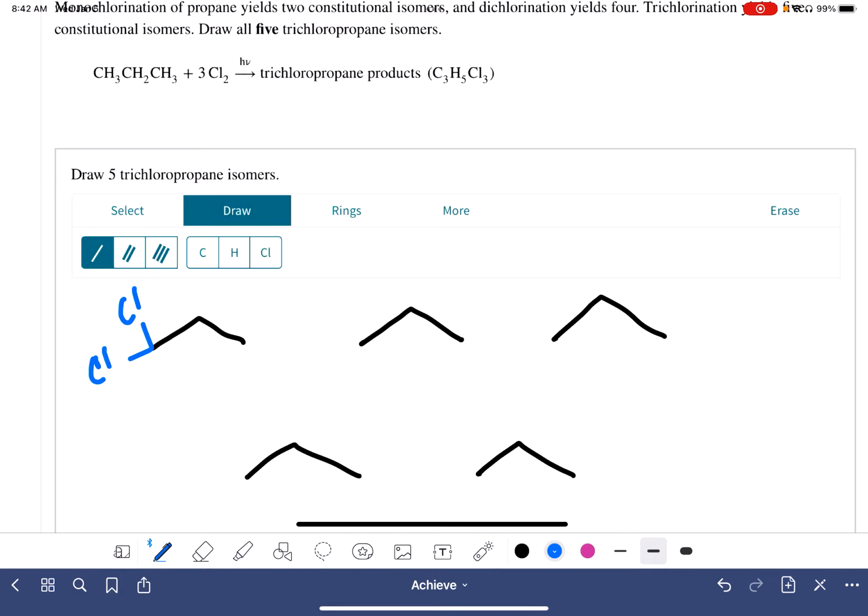So one option would be to put all the chlorines on carbon number 1. And that would be exactly the same as putting all of the chlorines on carbon number 3, so I don't want to do that. But what I'm going to do next is be methodical about this. What if I were to take one of these chlorines and move it over to carbon number 2? That's a different molecule. What if I were to take one of the chlorines and move it over to carbon number 3? That would be a different molecule. And that would be all of the options that I have for just moving one chlorine.